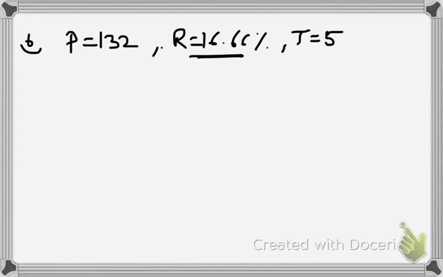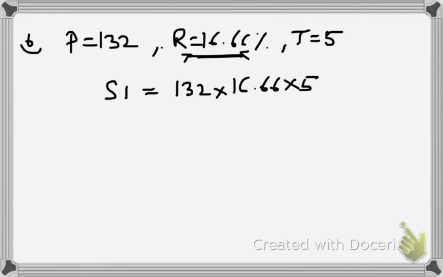Now this rate of interest is 16.66%, and clearly you can relate it to your percentage chart, because in the percentage chart you can get the value of this 16.66% easily, because 16.66% you can convert into a fraction, which is 1 by 6. So we'll make use of that part and solve the question. So simple interest is 132 into 16.66 into 5 upon 100, that is the standard formula.